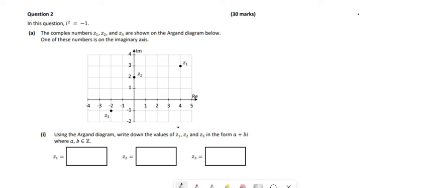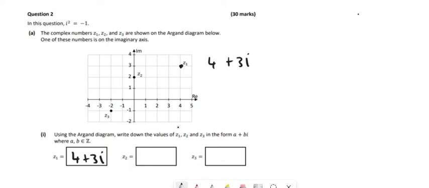This is question 2, and it's the Argand diagram question. We need to figure out what Z1, Z2 and Z3 are. If we look at Z1, it's up here, the real value is 4 and the imaginary value is 3, so it's just going to be 4 plus 3i. We go across the 4 up to 3, so 4 plus 3i.